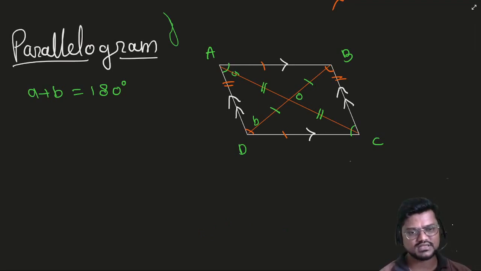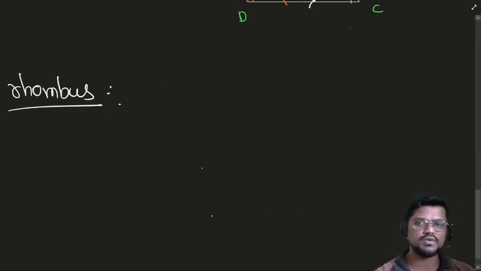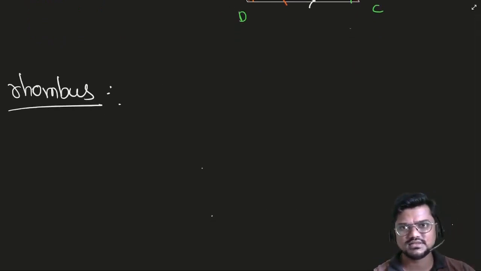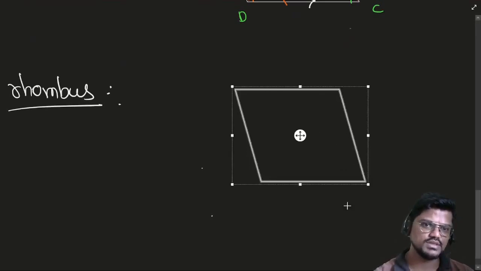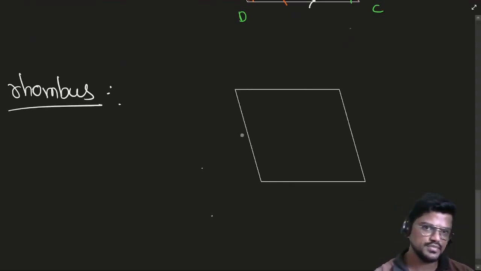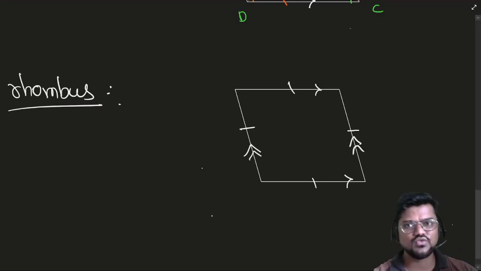The next shape is the rhombus. A rhombus is also a type of parallelogram, but in this all the sides are equal. It is like a tilted square. All the sides are equal and the opposite sides are parallel. This side is parallel to this and this side is parallel to this side. Fine. Also, if you draw the diagonals in this, what will happen?